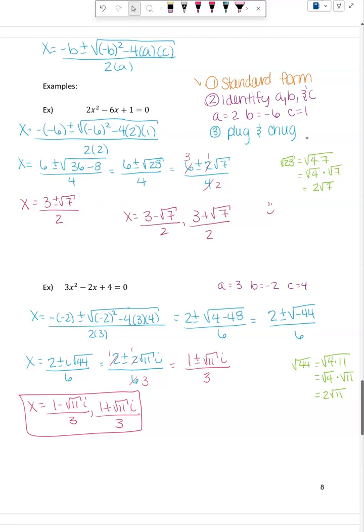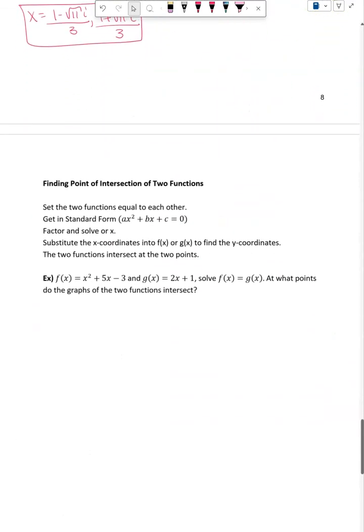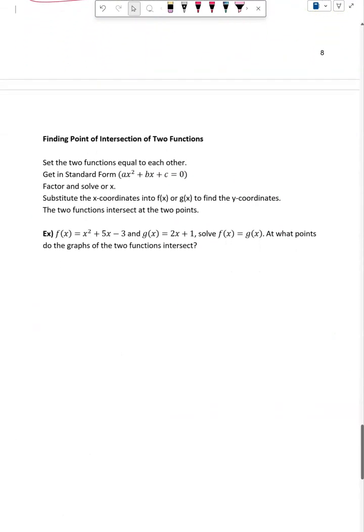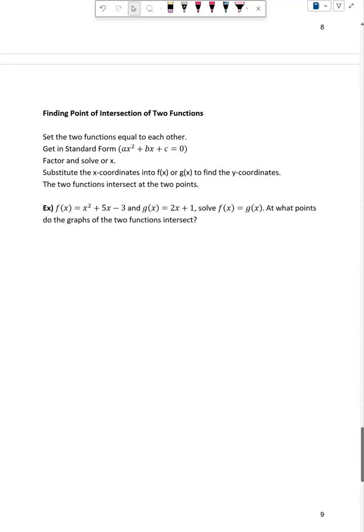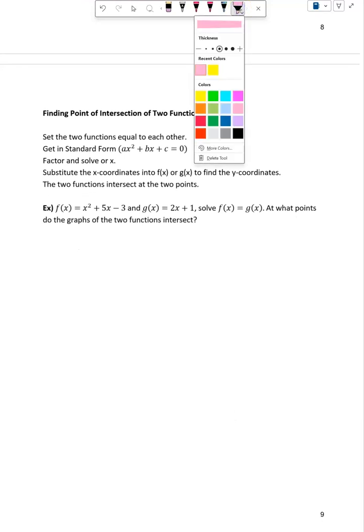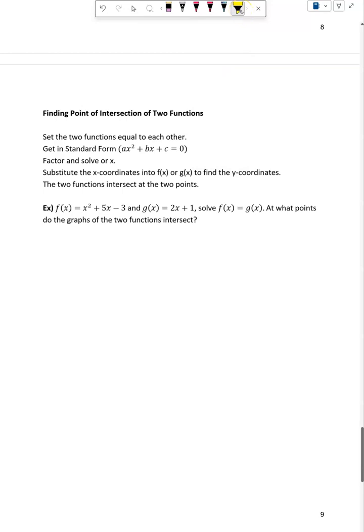Now, kind of hit on u substitution earlier. Nope. Sorry, getting ahead of myself. Let's talk about finding the intersection of two functions. So to do that, there's some ways to make it easier. I'm going to show you how to do it by hand, then I'll show you how to do it in the calculator. So to do it by hand, you set the two functions equal to each other.